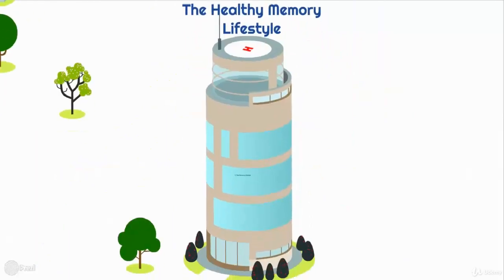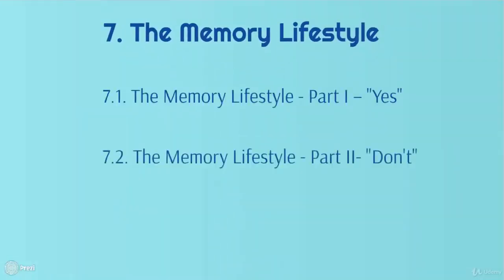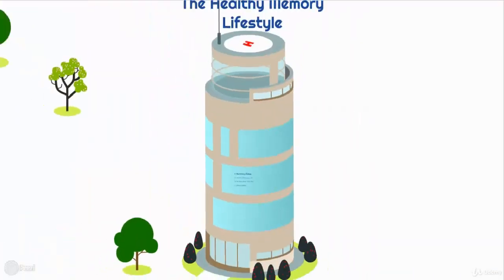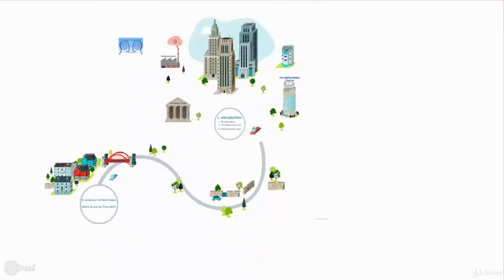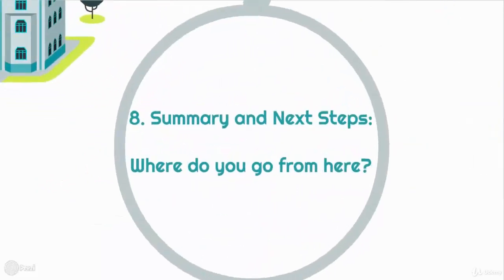In Chapter 7, you'll learn what a healthy memory lifestyle means, and you'll discover the do's and don'ts of the memory lifestyle. This chapter also includes a section about memory supplements and nootropics. Then, you will find a summary of this course and where to go from here if you want to continue your journey towards memory improvement.